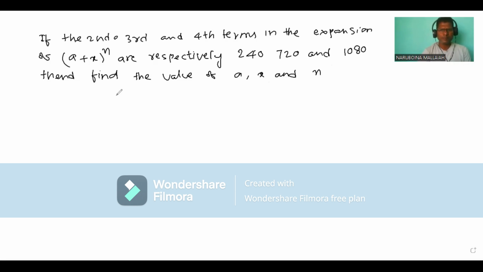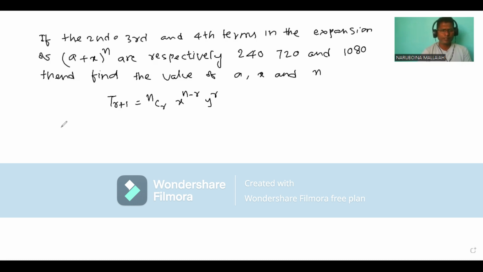Here, to solve this question, we have to use the formula for the general term. T(r+1) is equal to nCr x^(n-r) y^r. This is the general term. Using this, you can find any term in the expression. Now we are given the second term, third term, fourth term. From this information, we have to find a, x and n values.